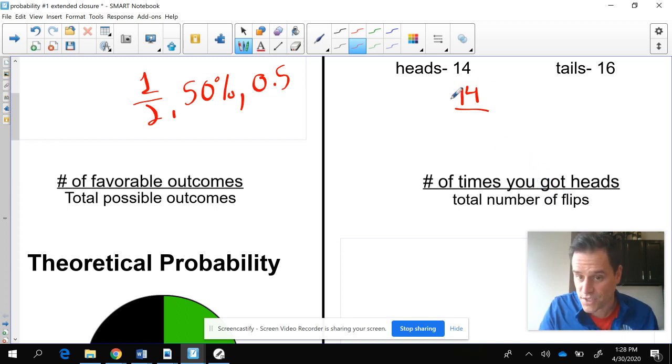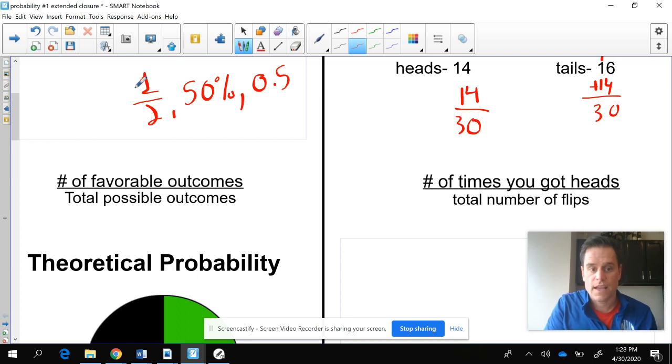Well, guys, it's not 14 over 16. It's not 14 over 16 because we have to add these together for the total number of times that we did this. And you can see that the theoretical is different than the experimental probability. And we're always going to put this in simplest form. Very important, you always put this in simplest form. And it is 7 over 15, which again is perfectly fine.